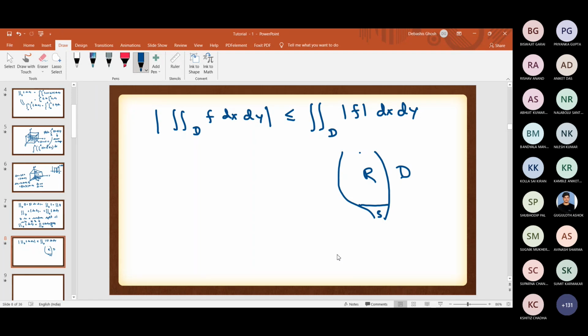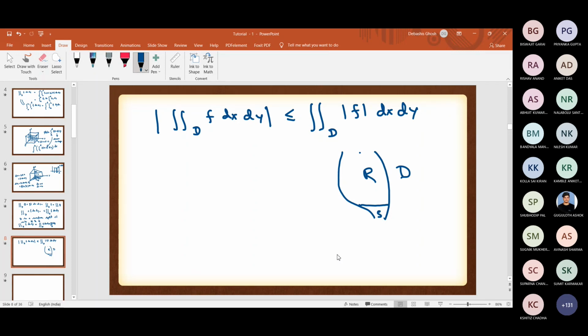Yes, you are saying something. Sir, can I split the function only when the function is continuous? No, I am not splitting the function. I am splitting the region actually. We are taking the projection of the figure on the xy plane.